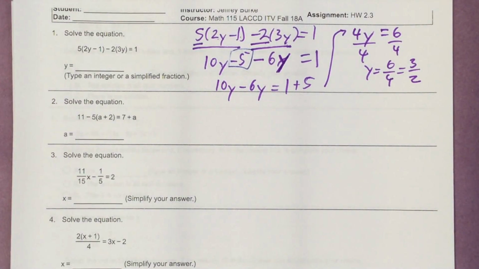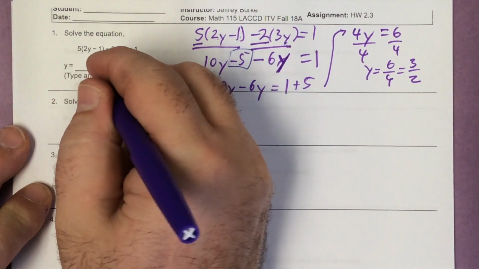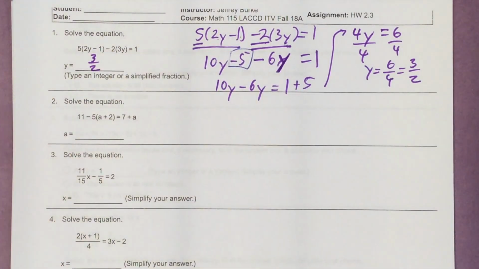If you have a good scientific calculator, like a TI-30X or a TI-36X, it will often not only convert this to a decimal, but it should also convert it to a fraction in lowest terms. Okay. So the answer to this is going to be 3 over 2.